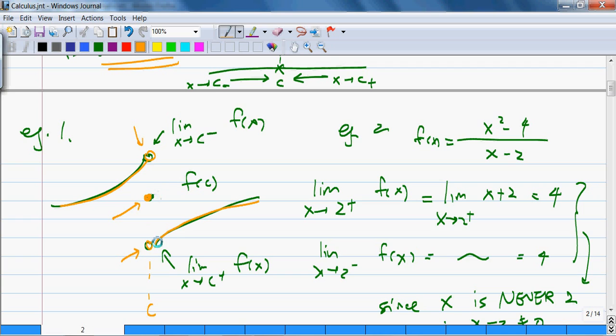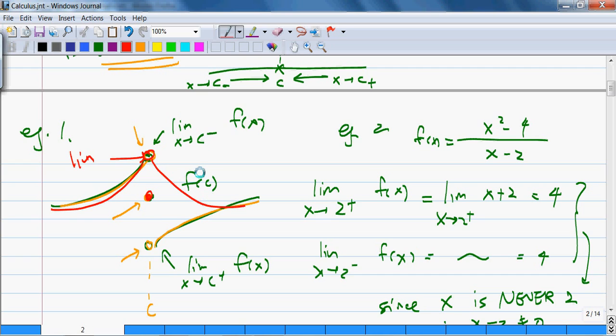If the left limit and right limit are the same, then the limit exists, but that limit does not necessarily equal f of c. So for example, if we have this function and it goes down like this, but this point is defined here, then the limit is this thing. This is the limit, but the limit does not necessarily equal f of c.